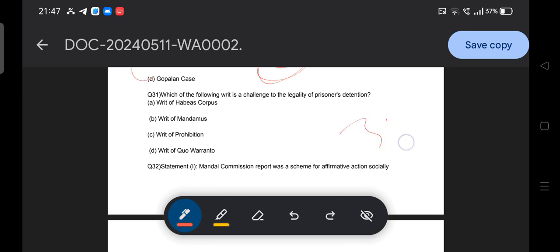Then moving to the next question, number 35. Which of the following is a challenge to the legality of a prisoner's detention? So it is habeas corpus, option A. Similarly you can remember writ of mandamus, that means we command or we order. Then writ of prohibition, we forbid. Then option D, quo warranto, by what authority? So these are the different Latin terms, and you should remember each and every Latin term. So question number 35, option A is the answer.